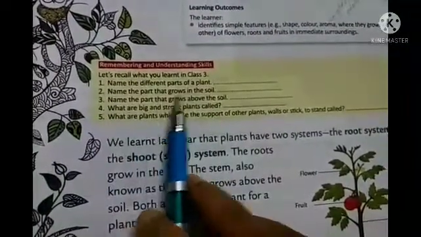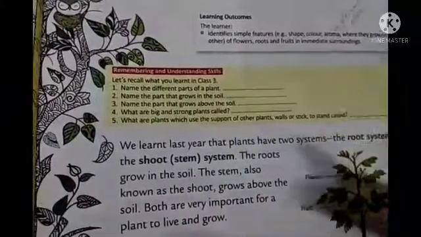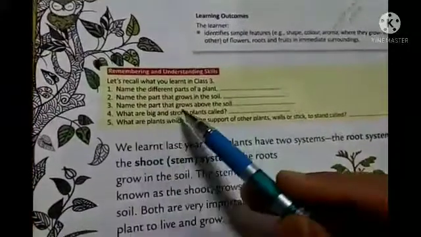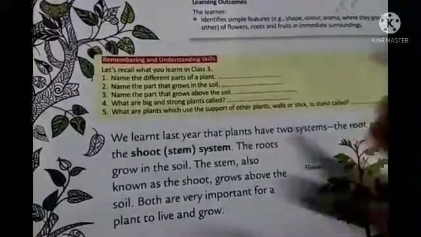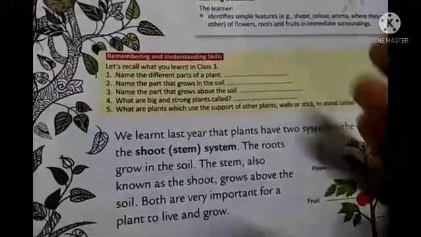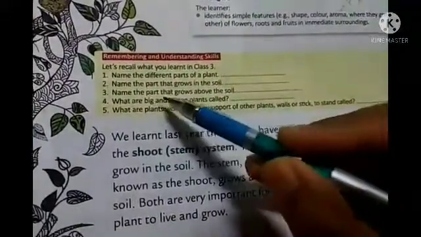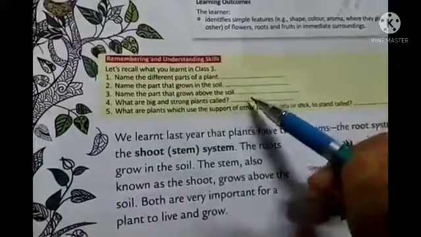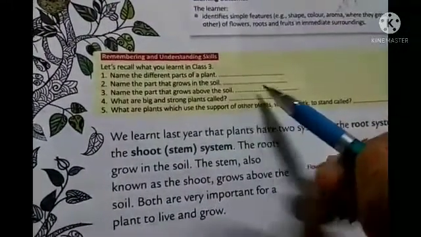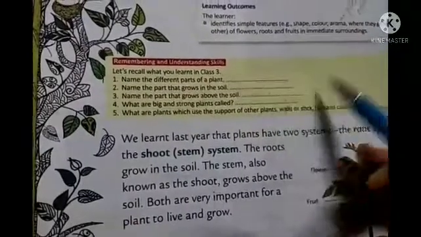Next, name the part that grows in the soil. In the soil means below the soil, inside the soil. So inside the soil it should be root. Name the part that grows above the soil. Above the soil: stem, leaves, or in one word you can also write shoot system, but here it says part, right? So you can write stem, flower, leaf, fruit, all these things.